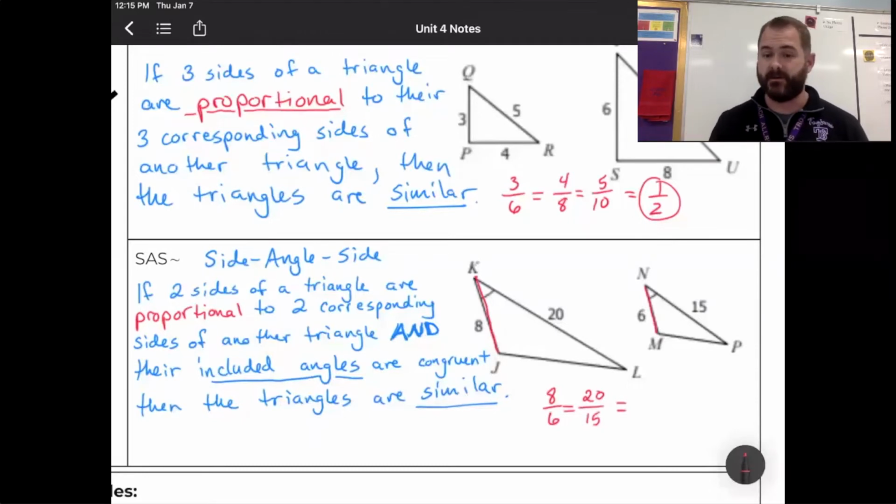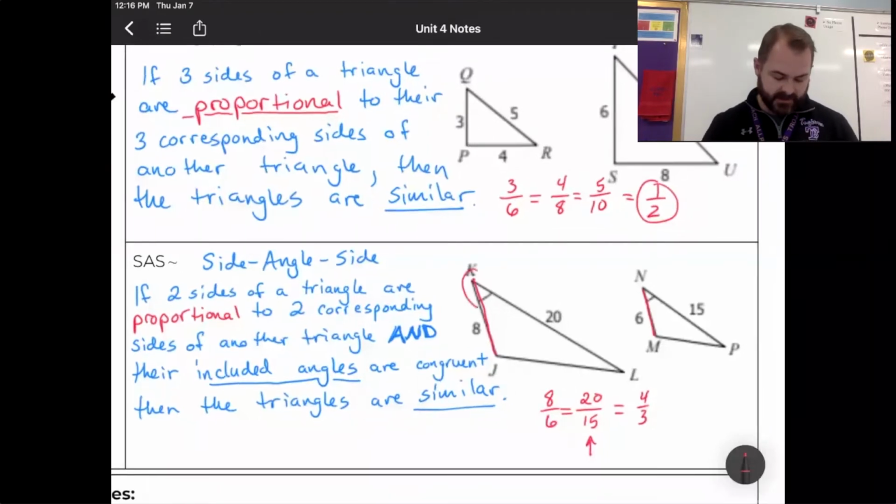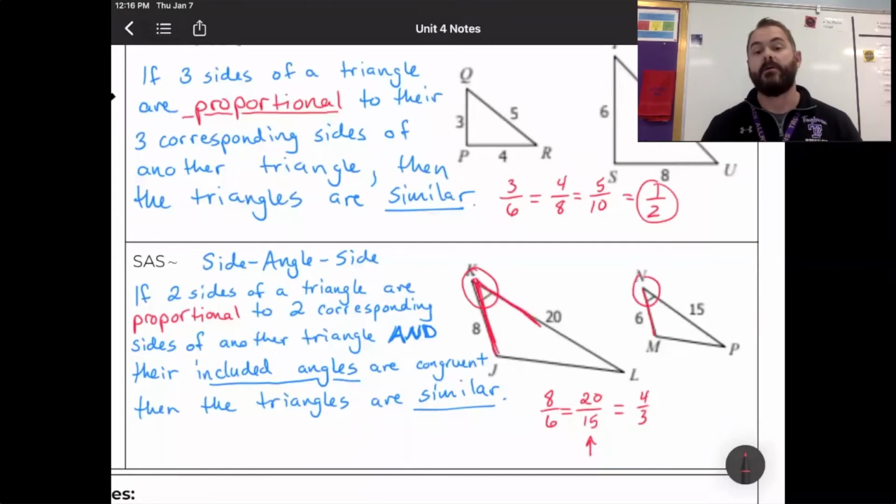First fraction, we can divide both by 2, giving us 4/3. When we look at this second fraction, 20 over 15, that also reduces to 4/3, because you could divide both of them by 5. 20 divided by 5 is 4, 15 divided by 5 is 3. So the two sides of the bigger triangle are proportional to two sides of the smaller triangle, and then the included angles between them, because they're between the two sides that are marked, those are congruent angles because they're just given to you that way.